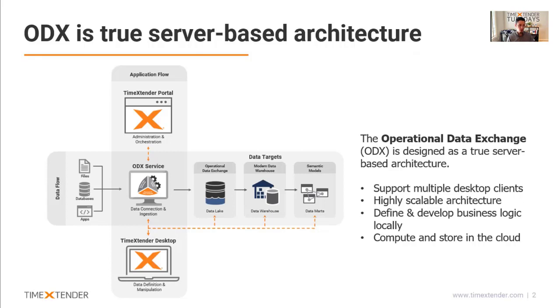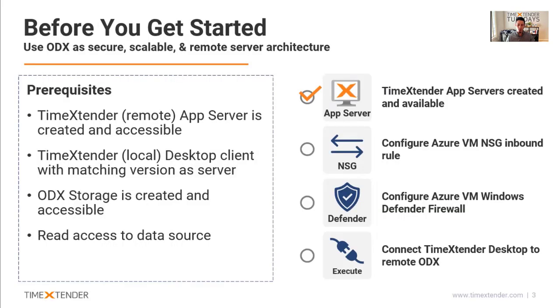What this means is that you can have a local desktop version of TimeXtender that you're executing, but the movement of data doesn't actually travel through your laptop at all. It's traveling through the application server, through the ODX service. And there are a number of different ways you can monitor this activity. We'll go into how to set this architecture up, and then the different ways in which you can monitor it as well.